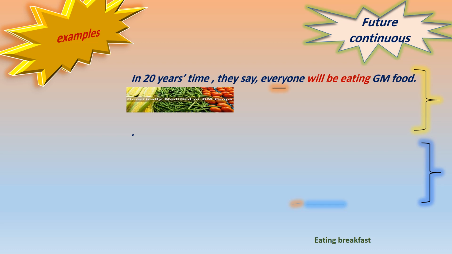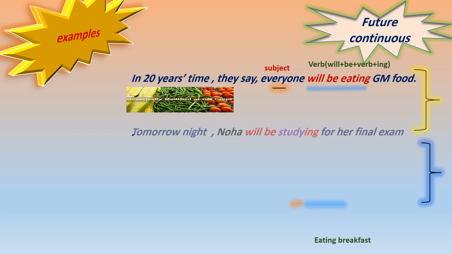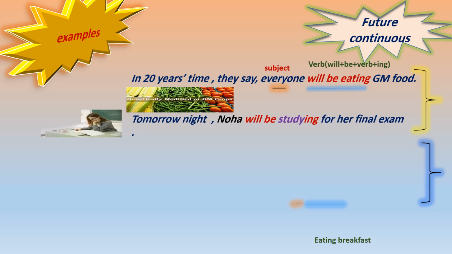What is the subject? Everyone is the subject. Will be eating is the verb, and the form of this verb is will plus be plus verb plus ing. Will be eating. Look at the second example. Tomorrow night Nuha will be studying for her final exam. غدا بالمساء نهى سوف تكون تدرس لامتحان النهائي. إذن we have here exact time, tomorrow night, and we have a future continuous, will be studying. حدث مستمر في المستقبل. نهى is the subject. Will be studying is the verb.